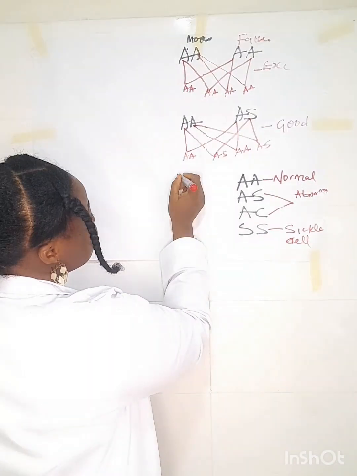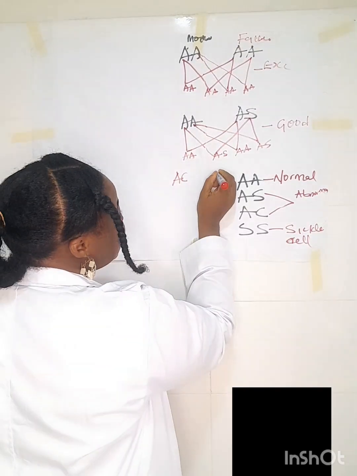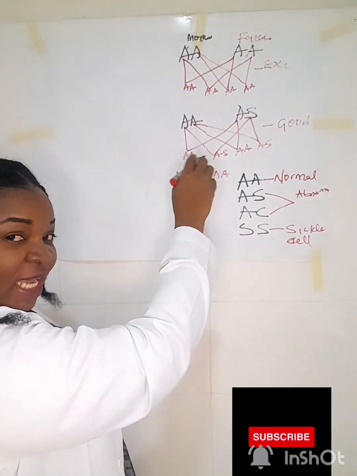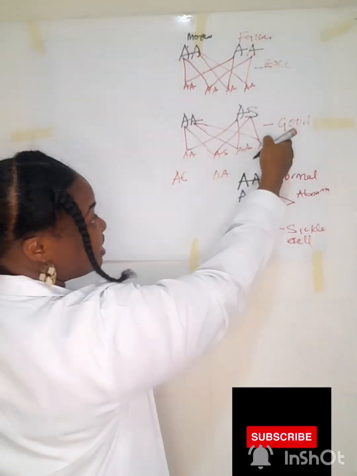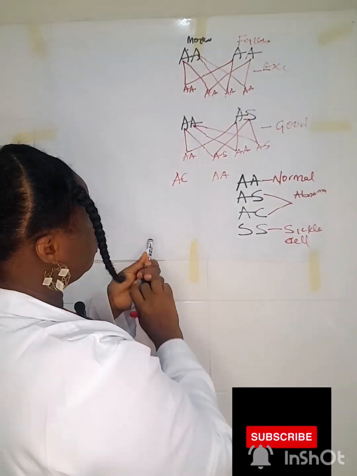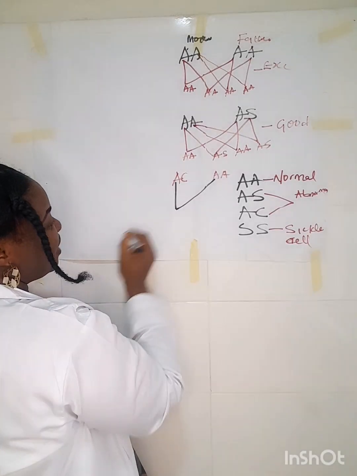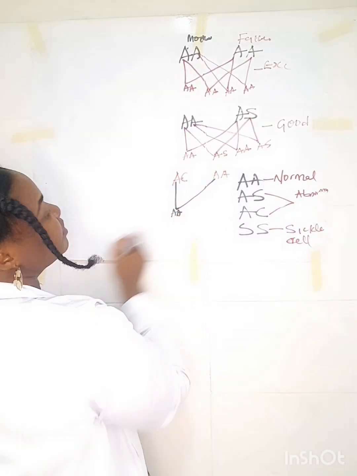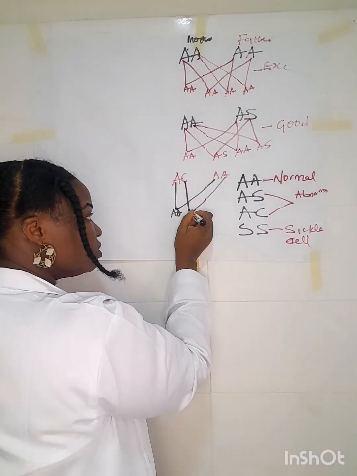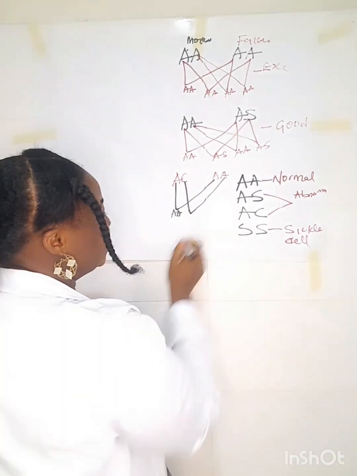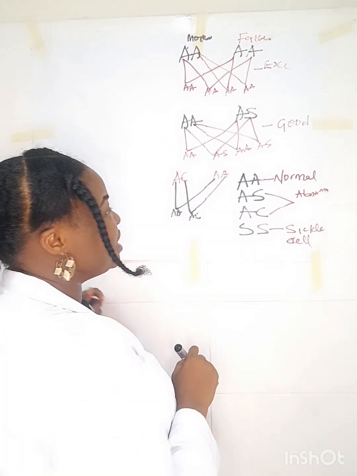So the mother is AC, the father is AA. We still have this combination. It's a good combination. We still have this outcome. Now, the first A from the mother combines with the first A from the father. You get an AA child. The C from the mother combines with the second A from the father. You get an AC child. Abnormal hemoglobin has come in.